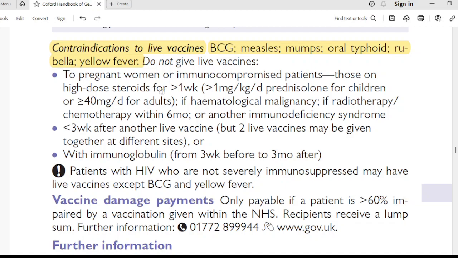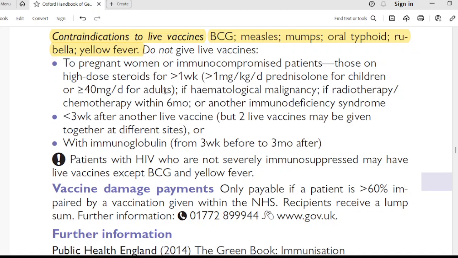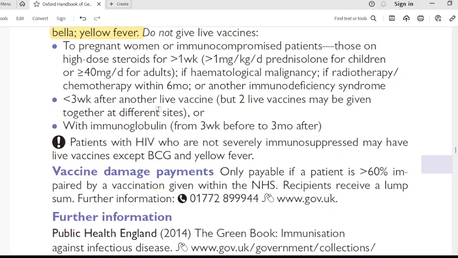Those on high dose steroids for more than 1 week, more than 1 milligram per kg per day prednisolone for children, or more than 40 milligrams per day for adults. If hematological malignancy is there, if radiotherapy or chemotherapy within 6 months, or another immunodeficiency syndrome. So any kind of immune deficiency or condition that can cause immune deficiency, you should not give live vaccines.